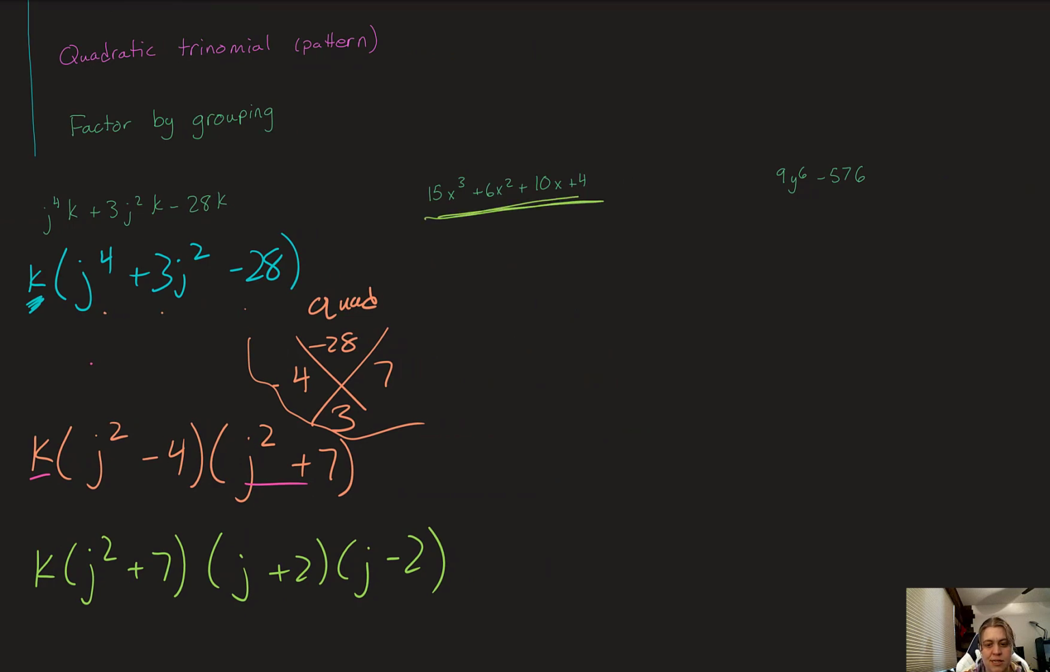All right, this guy up here, this is just 4 terms. I don't see a GCF. These two are even, but this guy isn't, so I can't factor out a 2. So this would just be factor by grouping.